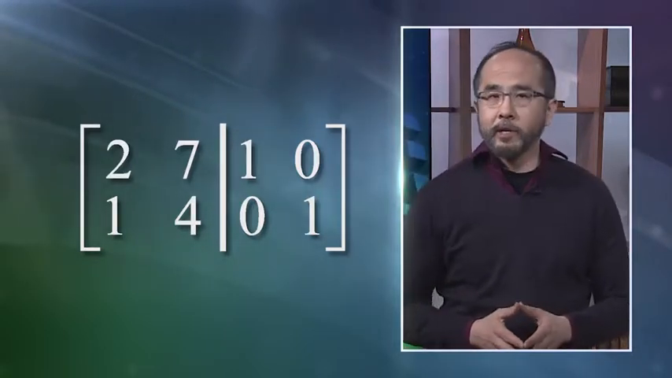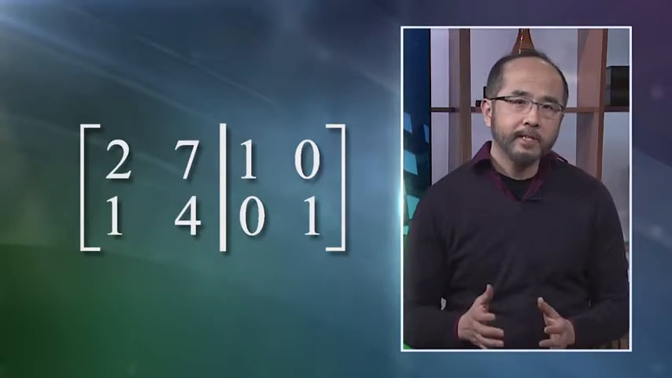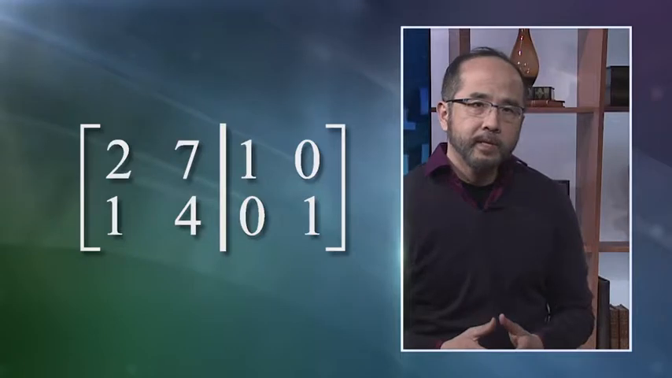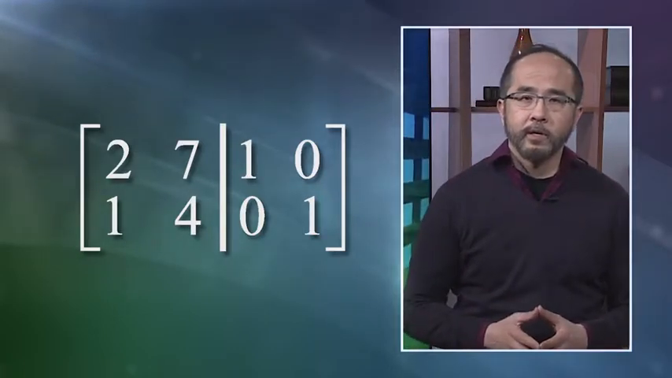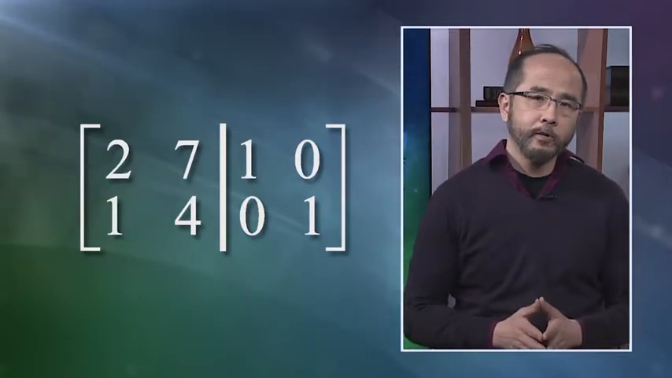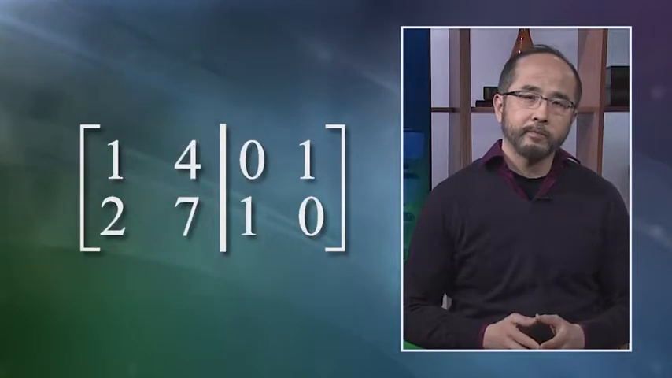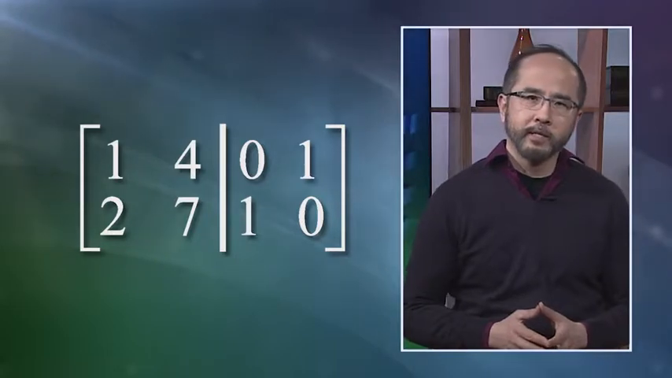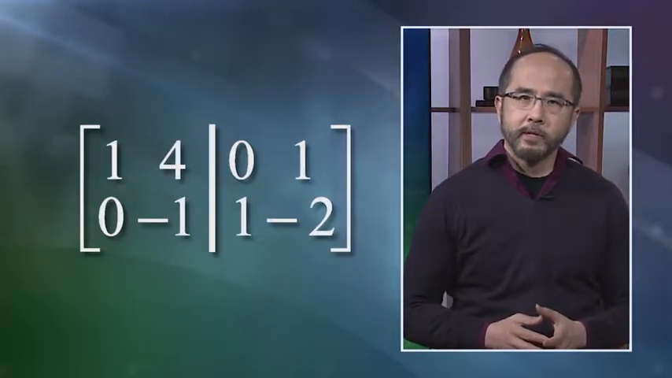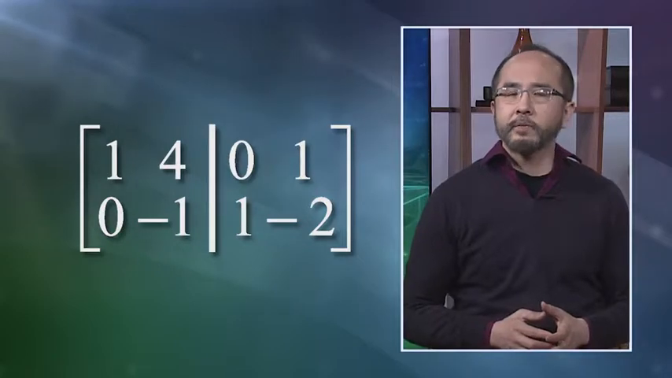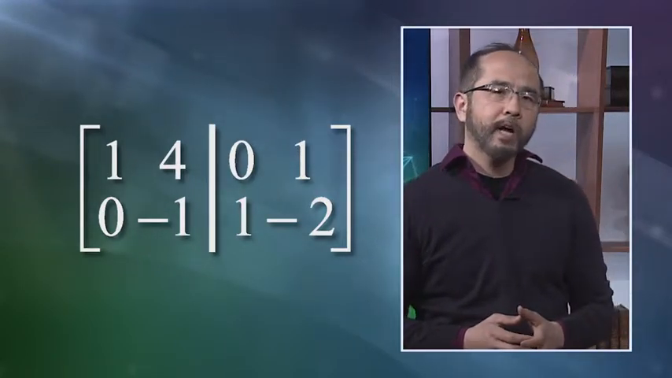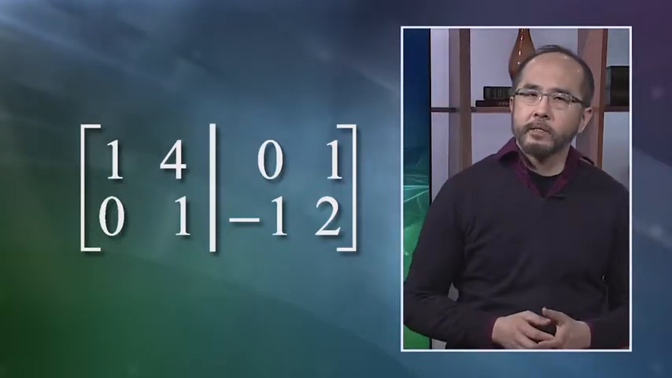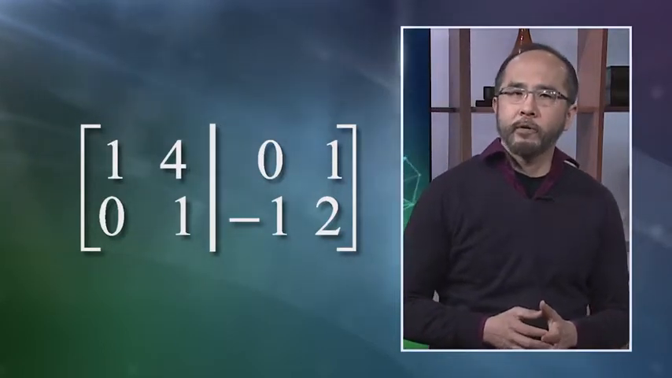Then we take this augmented matrix and try to row reduce the left side to get the identity matrix. If we can do this, A will be invertible. So, swapping rows, we get this. Now let's subtract twice the first row from the second, and we get this. Now let's multiply the second row by a -1. Then, subtract 4 times the second row from the first.